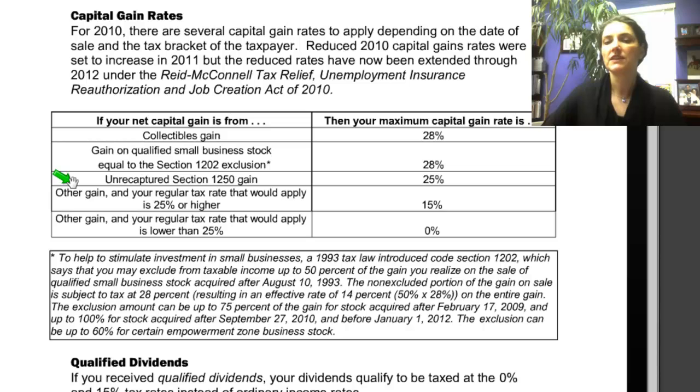Unrecaptured Section 1250 gain, what's that? We're going to cover that in today's class. Other gains, well, that's pretty much normal capital gains. You sold something at a profit, you held it long term, and if you did, you're typically going to pay a maximum rate of 15%. But if you're in lower tax brackets, then you will pay no tax at all to the federal government.